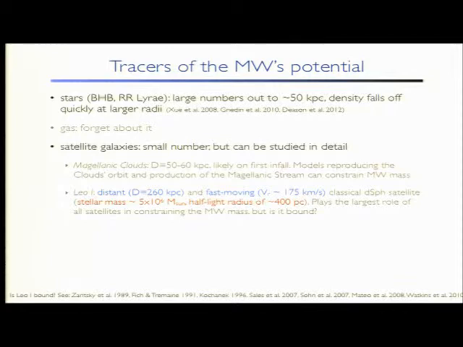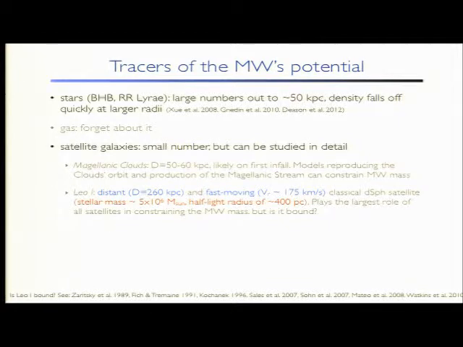And just so that we're on the same page in terms of its properties, it's sort of a typical dwarf spheroidal. It has a one-dimensional velocity dispersion of 9 or so kilometers a second, stellar mass of a little less than 10^7, half-light radius of 400 parsecs. Now, historically, because of this large distance and high speed, it's played a very large role in constraining the mass of the Milky Way.